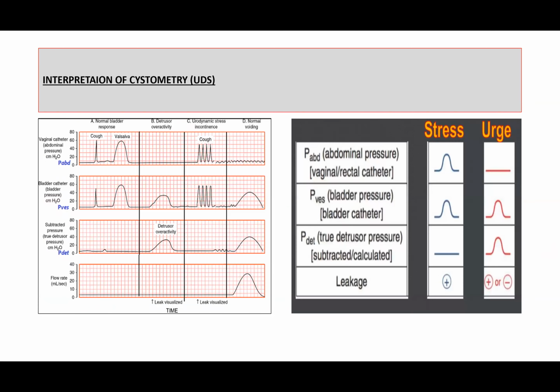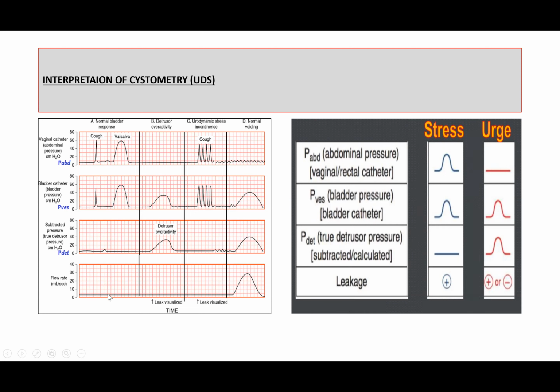So just to revise the facts, what we have learned so far. We will go from top to bottom like this. This is A, this is B, this is the graph C, this is the D1. So what do we see here? This is the abdominal pressure. Cough, Valsalva maneuver. There is rise in the abdominal pressure, and also there is rise in the bladder pressure. What about the detrusor pressure? There is no rise, so there is no detrusor activity.